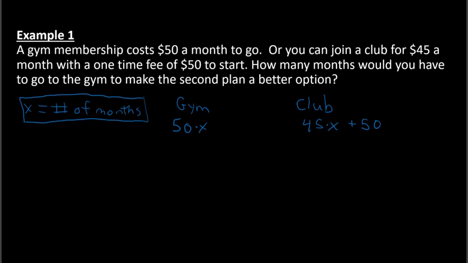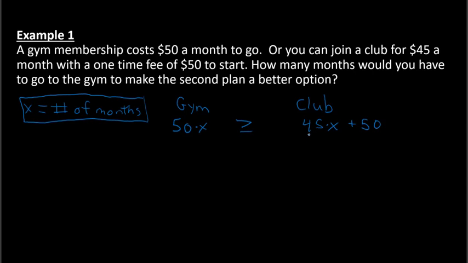So the question really boils down to, when will the gym cost more than the club? When will the gym be greater than or equal to the club amount? Or maybe the other way of saying that is, when will the club be cheaper than the gym? When will the club be less than the gym? So this is my inequality: 50 times x is greater than or equal to 45x plus 50.